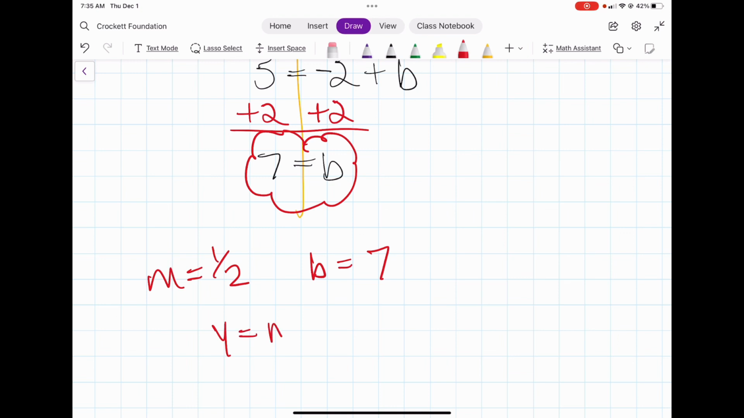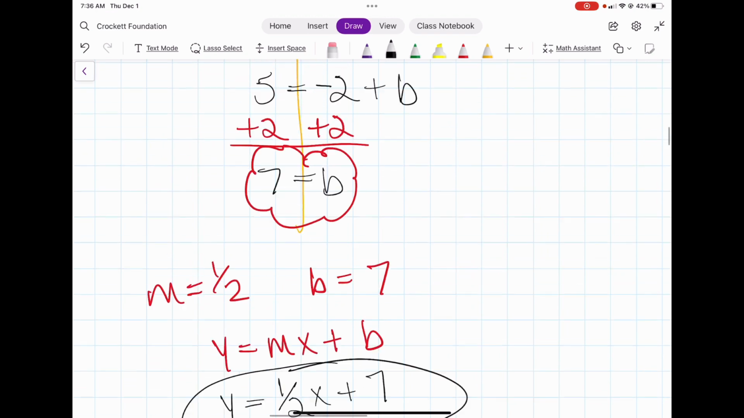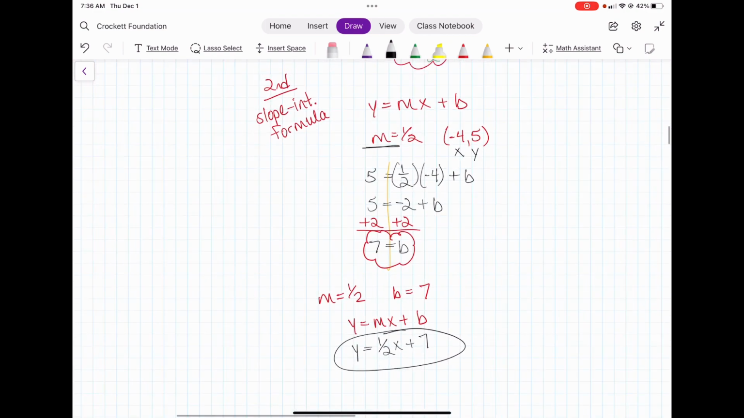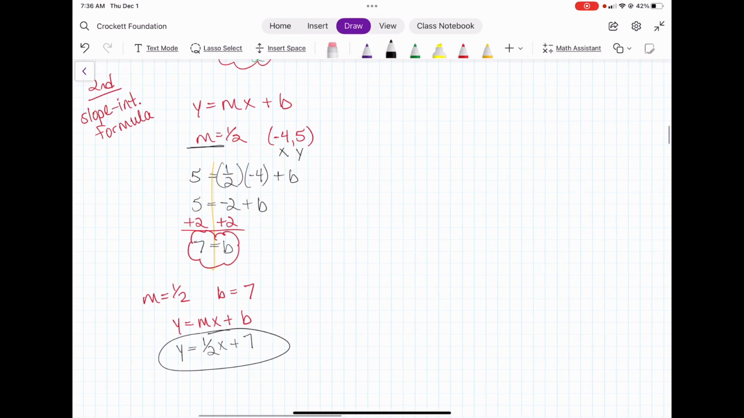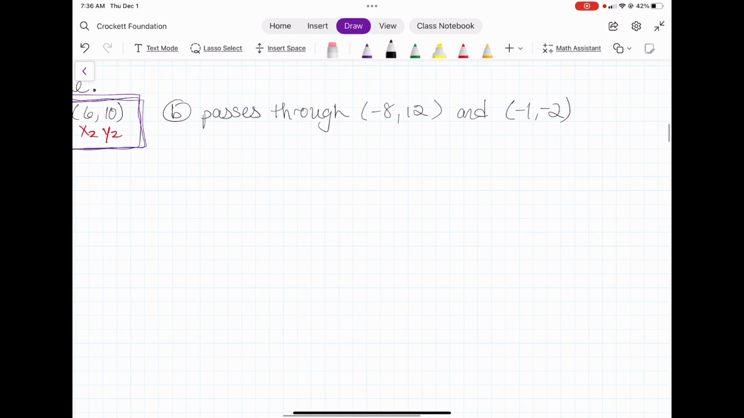When I plug those into this formula here, just m and b, I will have my final answer, my equation of my line, which is y equals 1/2 x plus 7. And that's how we get the equation of a line. Now, when we do this second one, no matter what, we still need the same two pieces of information. We need our slope and we need our y-intercept.